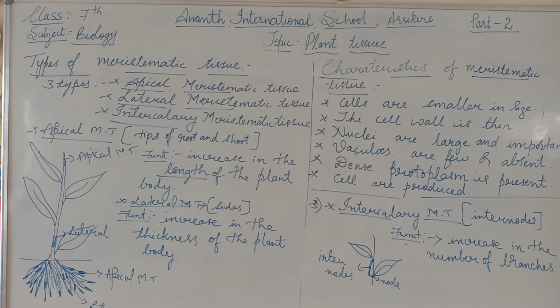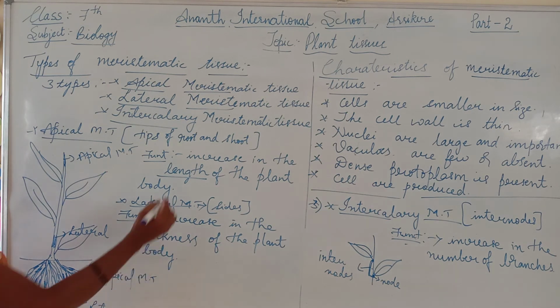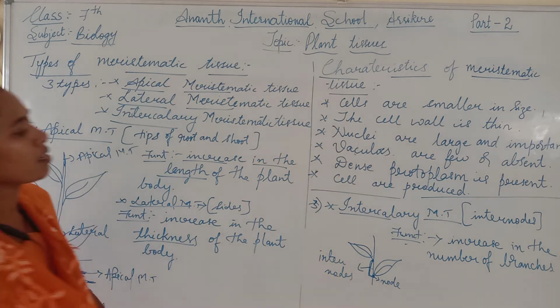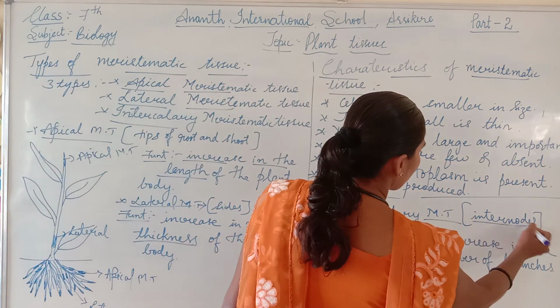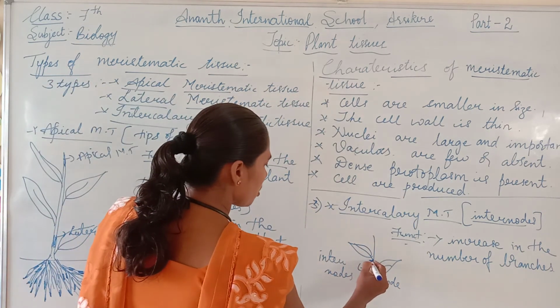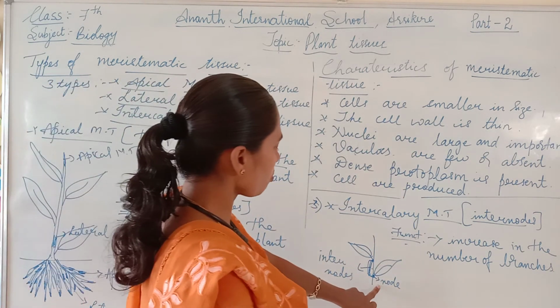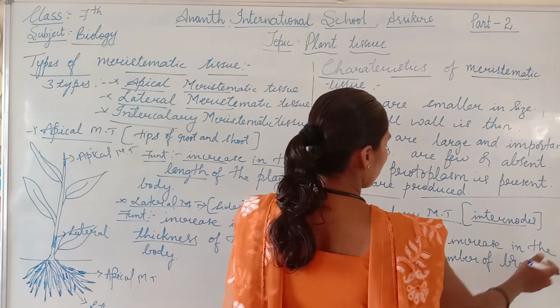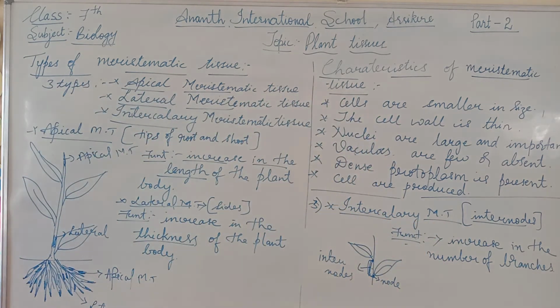So apical meristematic tissue is present at the tip of the root as well as in the tip of the shoot. The function will be the increase in the length of the plant body. Then the second one is the lateral meristematic tissue, present in either sides of the shoot as well as in the root. The function of this lateral meristematic tissue is to increase the thickness of the plant body. And the last one, that is intercalary meristematic tissue, is present in between, that is internodes, in between the two nodes. Node means nothing but from where a leaf arises, and the function of this intercalary meristematic tissue is to increase the number of branches in the plant. Thank you.